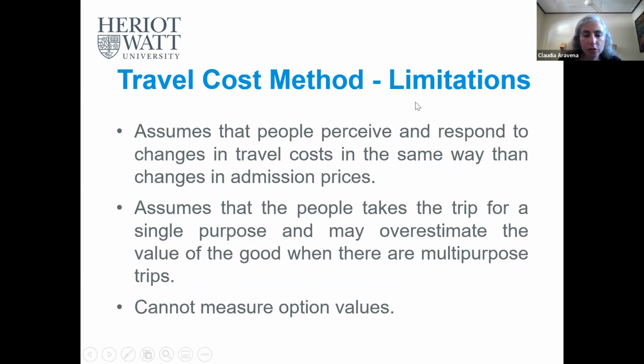So it's direct. So what else from this travel cost method? It has some limitations. The limitation is that it assumes that people perceive and respond to changes in travel cost in the same way as changes in admission price. We assume here that the willingness to pay we get, which is the cost they incur to go there, is the price. And we are basically assuming that the elasticity of that is equal to the elasticity if we put an entrance fee.